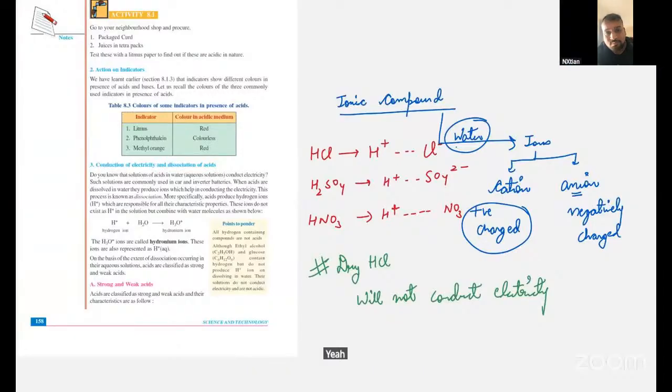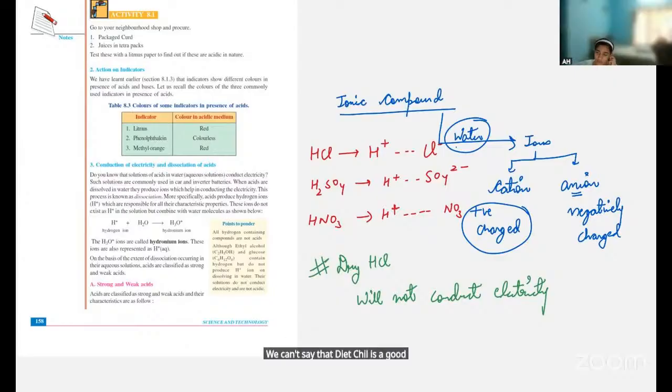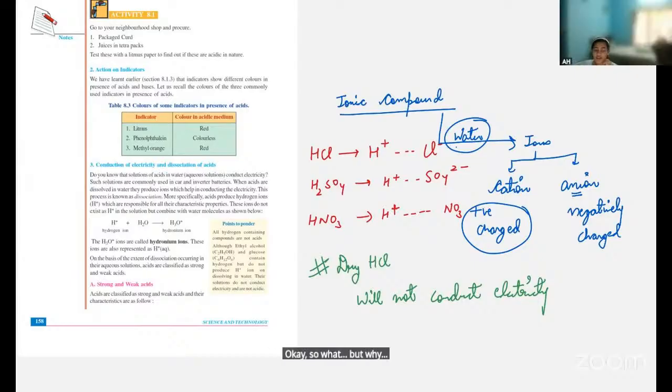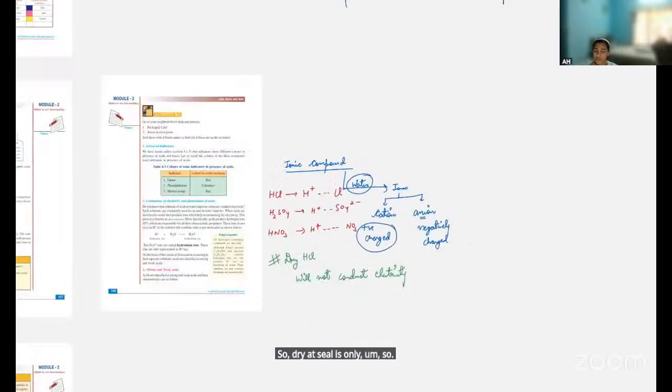Both are problematic only. We can't say that dry HCl is a good one, but wet HCl is. Both are still dangerous because they're acids.